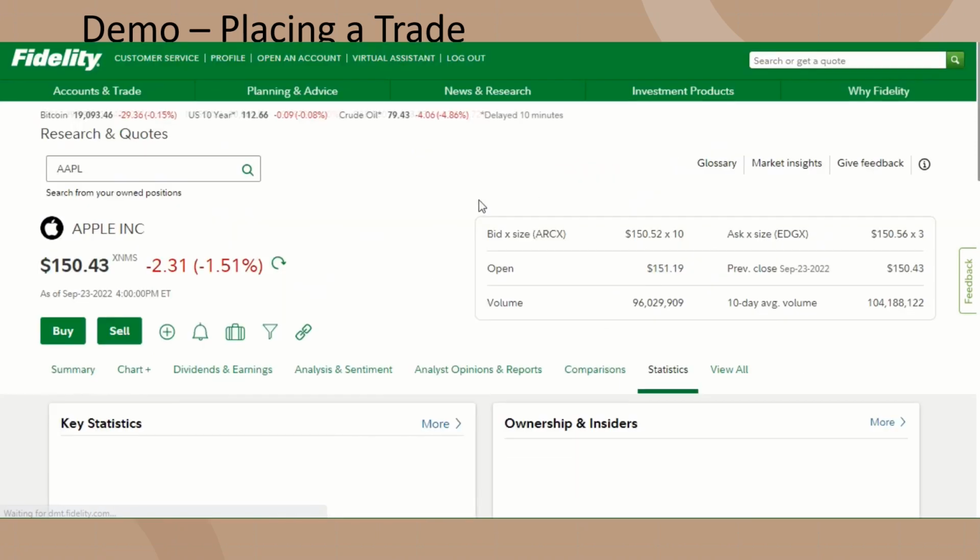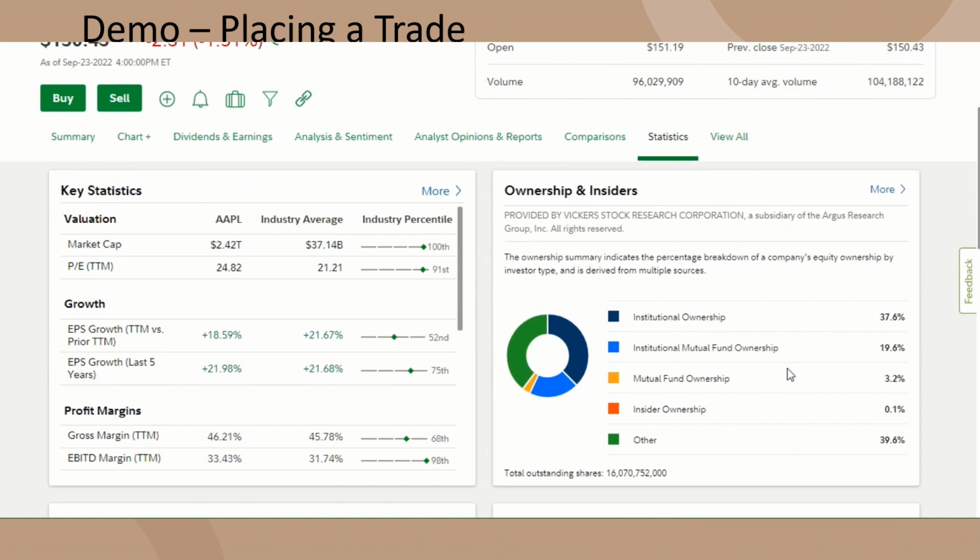And this tab, statistics, gives information about the ownership. Institutional ownership is pretty high with Apple, around 38%, and institutional mutual fund ownership through mutual funds is around 20%, and separate mutual fund ownership is 3.2%, insider ownership is 0.1%, and others, where the public comes into the picture, is around 39%. And some key statistics are there.